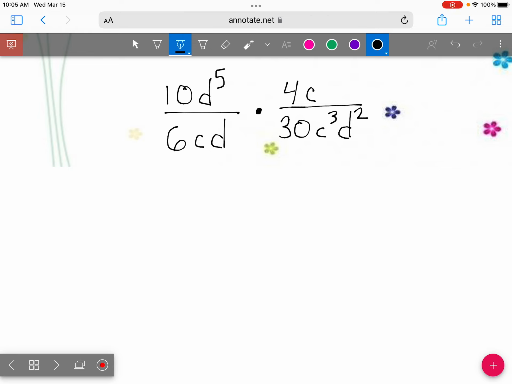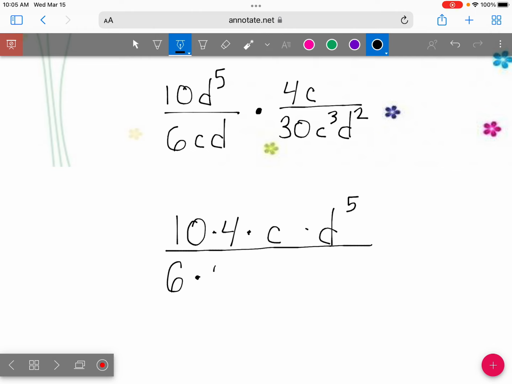I'm going to rewrite again where we got our stuff grouped together. You don't have to. Once you start to notice stuff, you'll be able to take shortcuts and multiply right here. But I'm going to rewrite so we can see all the pieces a little bit clearer. So I'm going to have my 10 times 4 times c times d to the 5th. And on the bottom, I'm going to have 6 times 30 times c cubed times d squared.